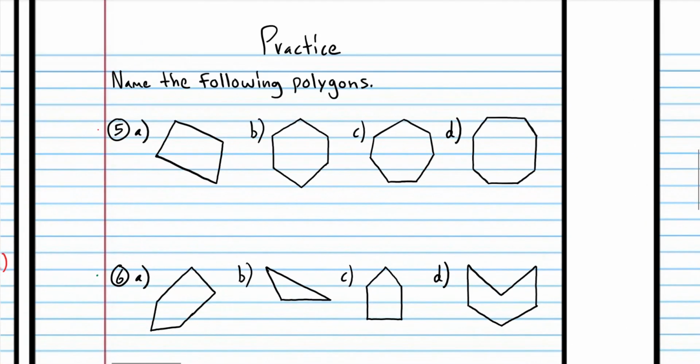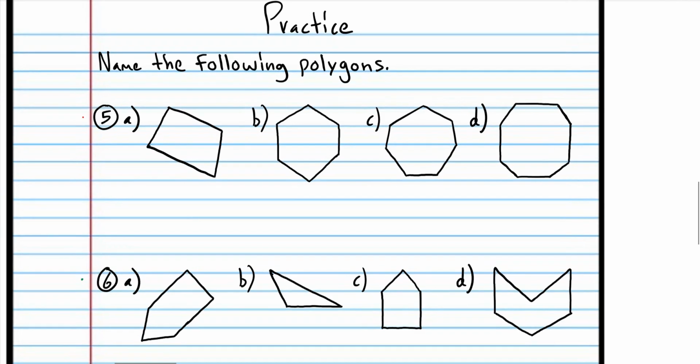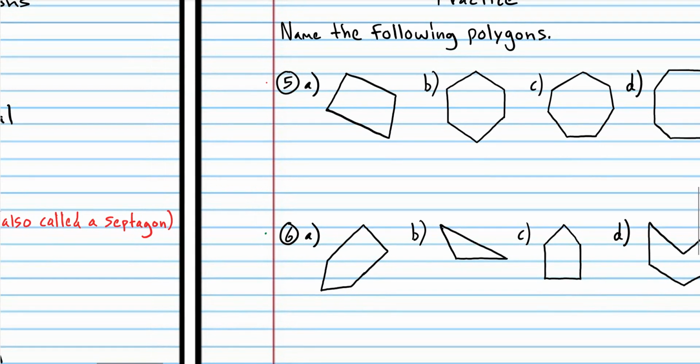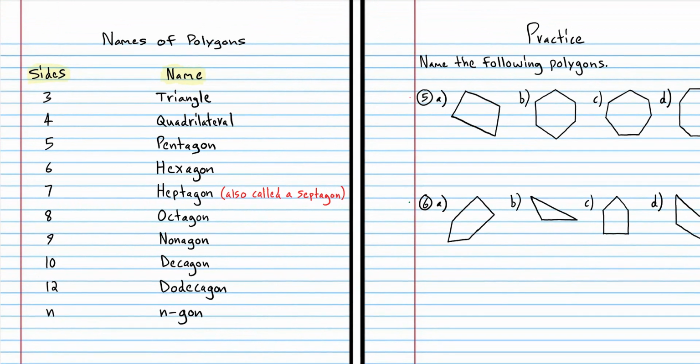So let's try number 5. It says name the following polygons. Well, this polygon has 4 sides. 1, 2, 3, 4. So that's going to be a quadrilateral. That's one name we can come up with for that polygon. And the next polygon has 1, 2, 3, 4, 5, 6 sides, so that's going to be a hexagon.